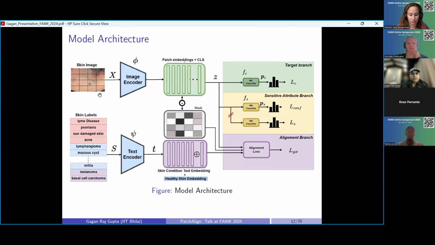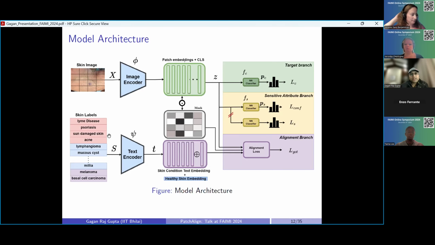We are given an input skin image. We are training an image encoder. The image encoder is generating the patch embeddings, and we are using these patch embeddings and aligning them with the text representations of the detailed 114 skin conditions which are in the Fitzpatrick. And we are using a text encoder. We are using a large language model here to generate the text embedding.